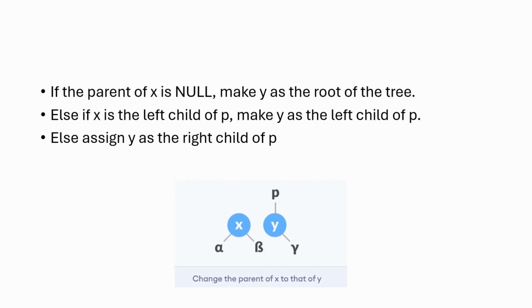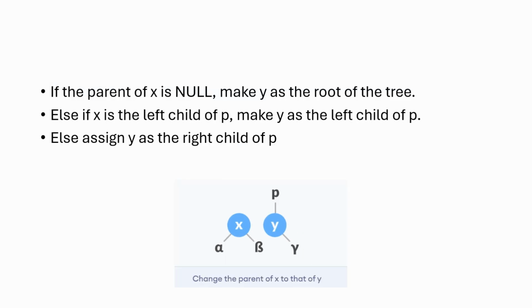If the parent of X is null, make Y the root of the tree. Else, if X is the left child of P, make Y the left child of P. Else assign Y as the right child of P. So you separated X and Y right here, right?